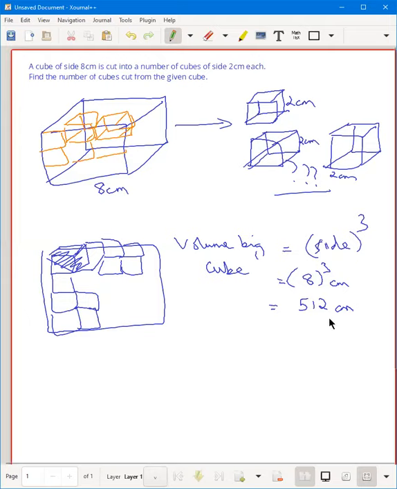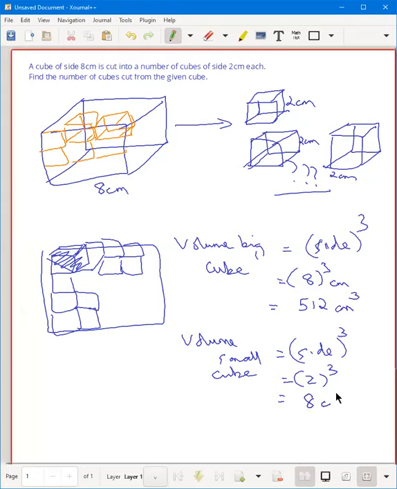Understand why? It's 8 centimeters into 8 centimeters into 8 centimeters. So centimeter into centimeter into centimeter will be a centimeter cubed, right? So remember, volume will always be in a cube format. What is the volume of each smaller cube? Again, side cube. What is the size of each small cube? 2 centimeters. What is 2 cube? 8 centimeter cube.